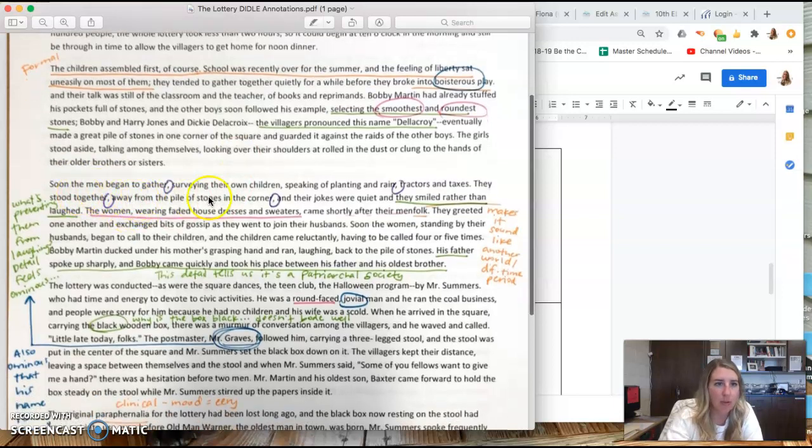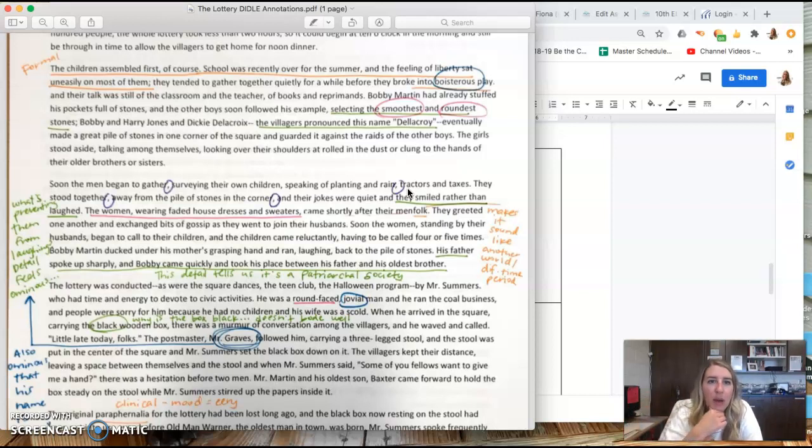If we come down a little bit further, we've got an example of syntax here. Soon the men began to gather, surveying their own children, speaking of planting and rain, tractors and taxes. To have this sentence that is broken up just by these commas keeps going on like that with different ideas, right? One's about surveying his children. The other one's talking to the people around him about very mundane things for this village, right? Planting, rain, tractors, taxes, whatever.